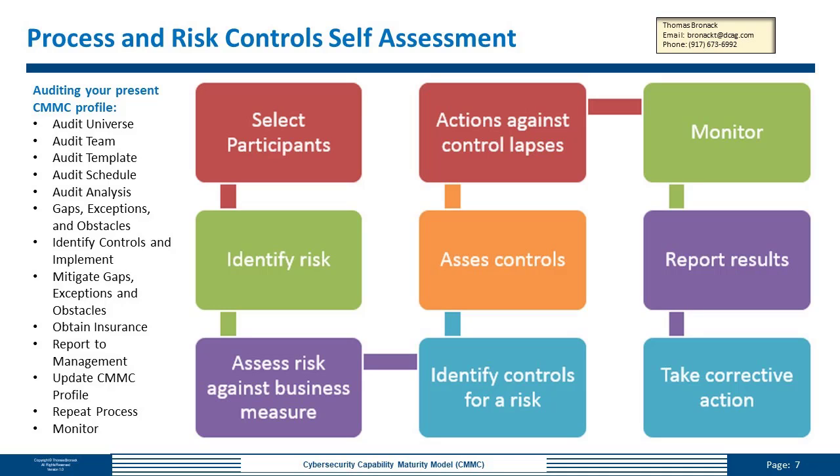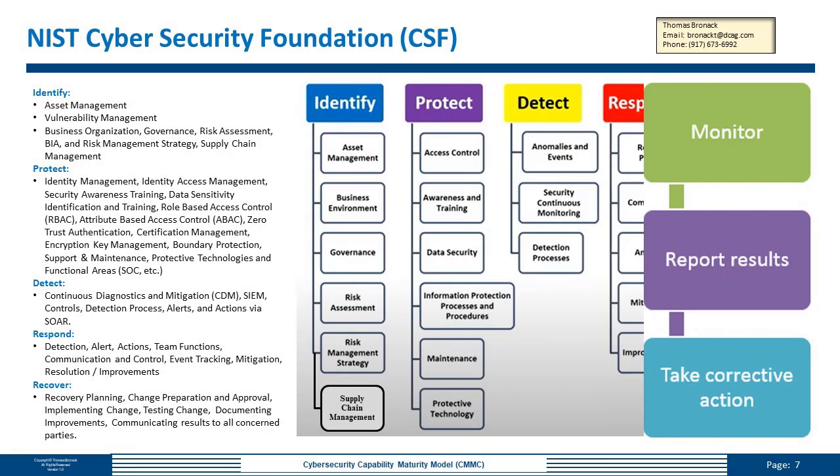Identify controls and implement them. Mitigate gaps, exceptions, and obstacles. Obtain insurance wherever possible to limit liabilities. Report to management on audit findings and seek feedback. Update CMMC profile to illustrate improvements. Monitor and repeat process until all improvements have been made and you achieve the level of CMMC certification desired.